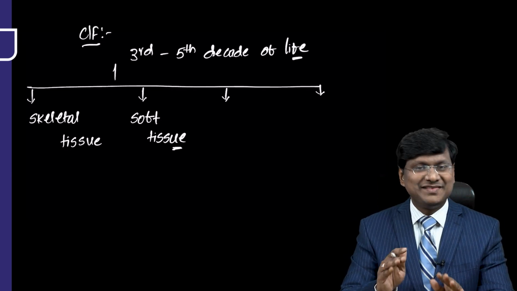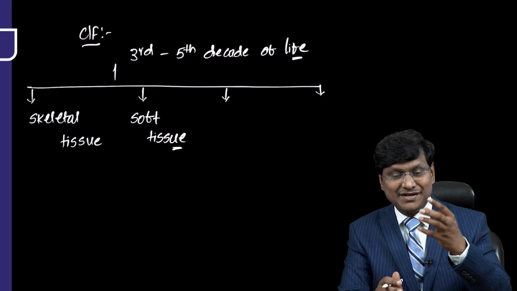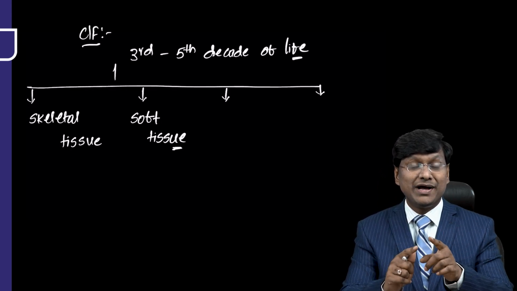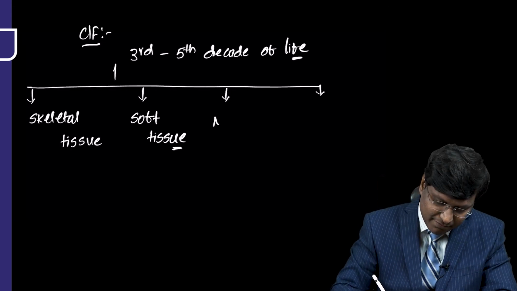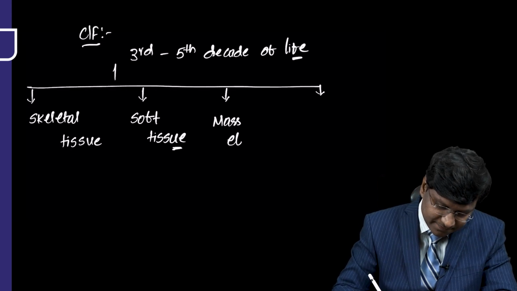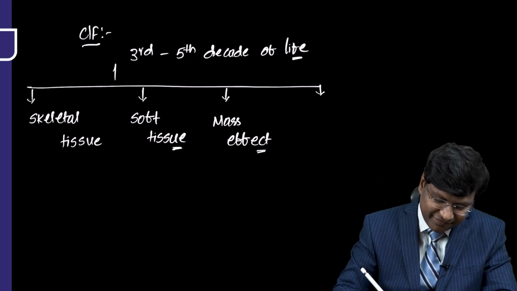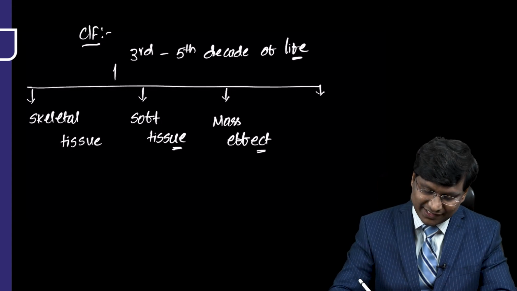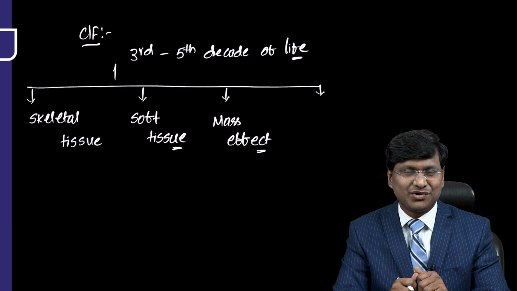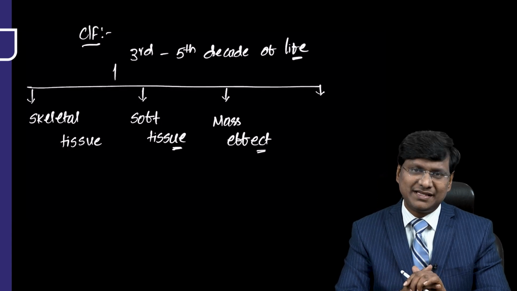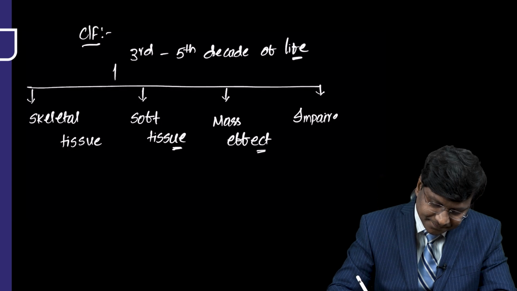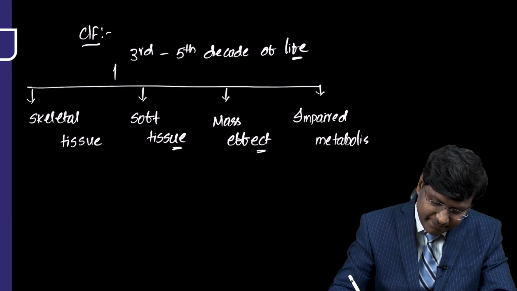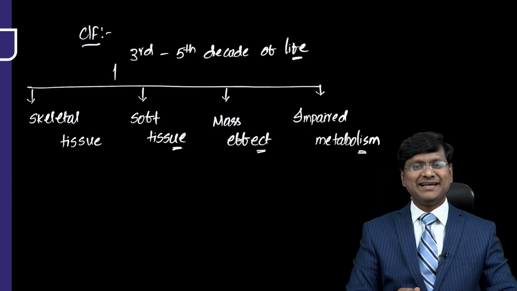And not only that, in these patients with acromegaly, remember that a macroadenoma is there. So you have a mass effect or local effect within the brain. You have mass effect of the tumor. And the fourth important thing is, because of excessive release of growth hormone, there will be impairment of the metabolism. There is impaired metabolism in these patients with acromegaly.